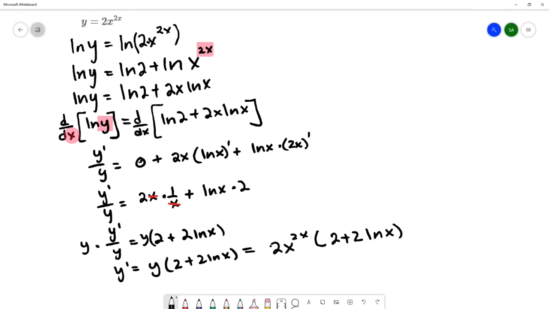And this is correct, but these are both 2, so they have a common factor of 2. So I could factor that common factor out. If I factor that common factor out, we would have a 4 here. And then we would have 1 plus natural log x. So that is a completely factored version of that expression.